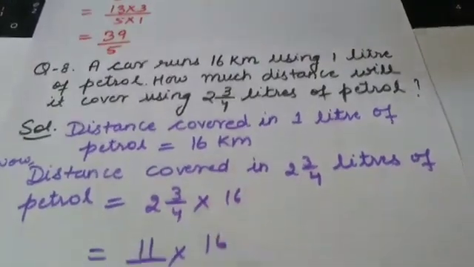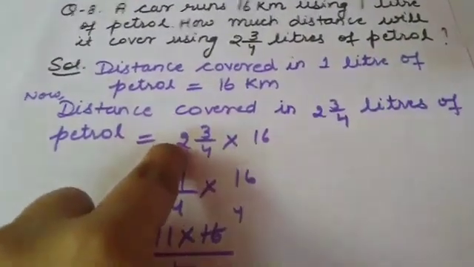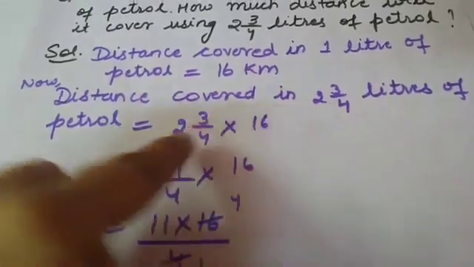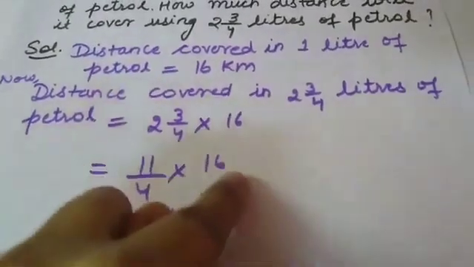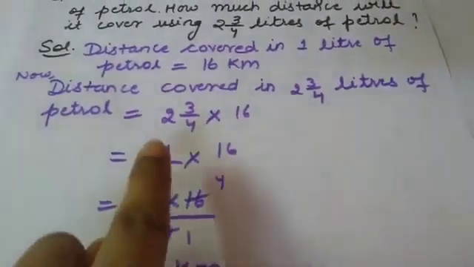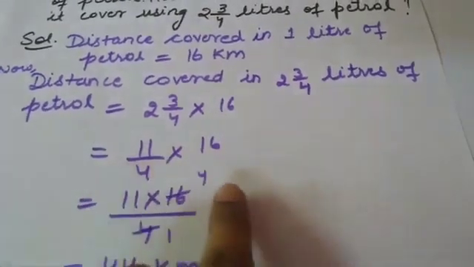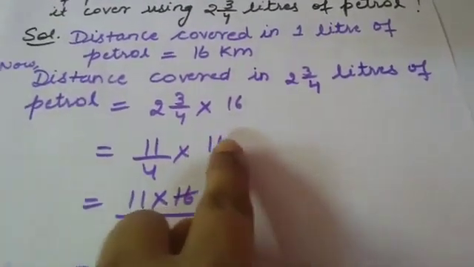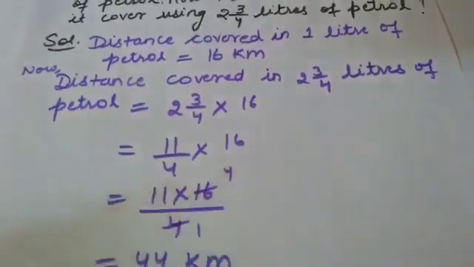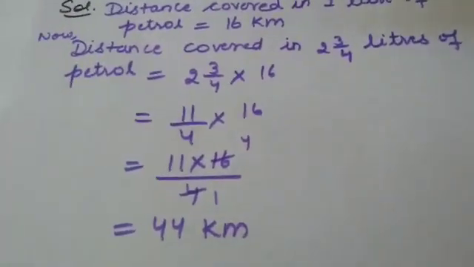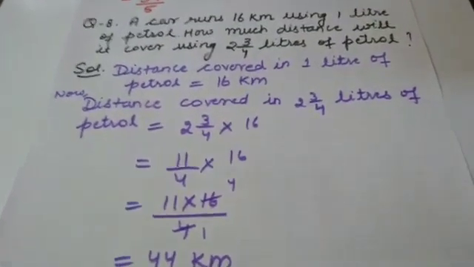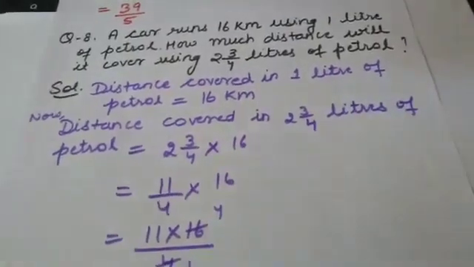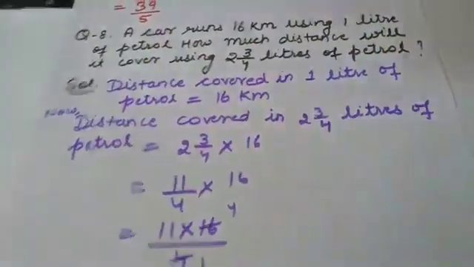Simply you have to multiply them. This is a mixed fraction and this is simply a whole number: 11 by 4 into 16. Just multiply the numerators and multiply the denominators. Here 16 is 16 by 1. So 44 kilometers is the distance the car will cover using this many liters of petrol.